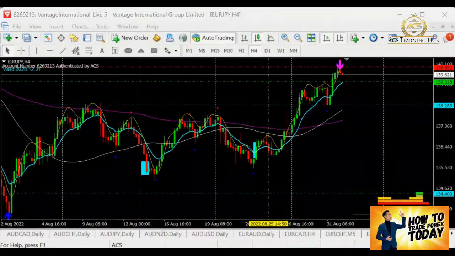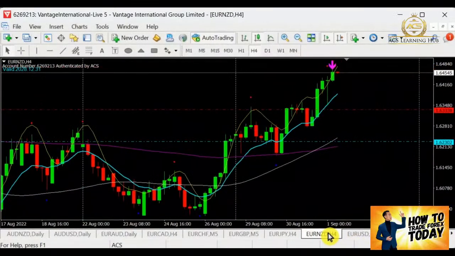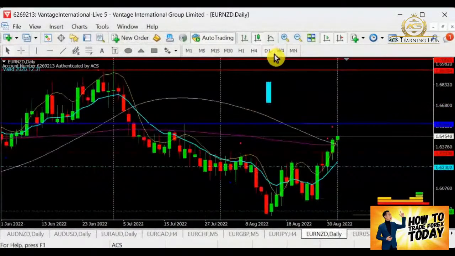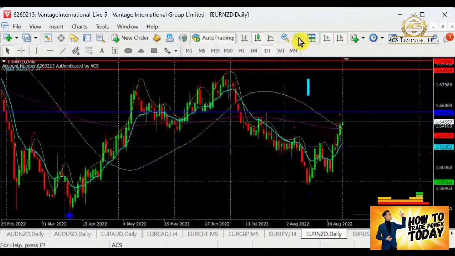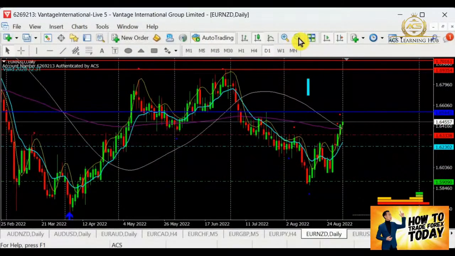All right, next to go. Euro Kiwi. Let's take a look at Euro Kiwi. How is this Euro Kiwi reacting? Euro Kiwi, we are going for a bull. So currently, buyers can take note because with Euro Kiwi, we still have very good space to buy.